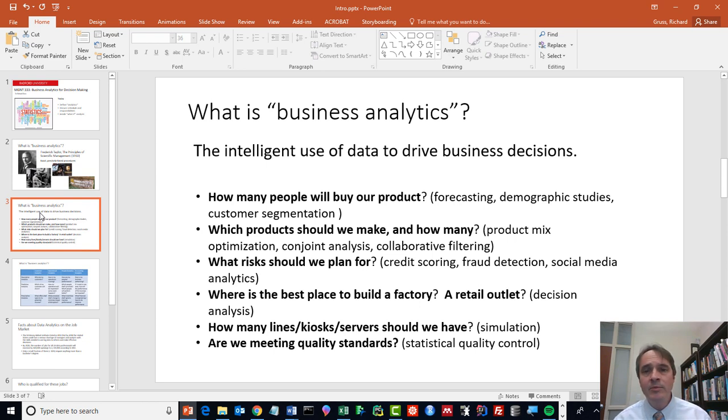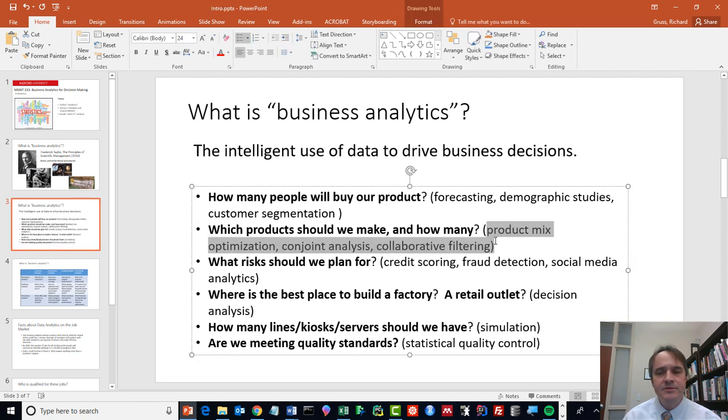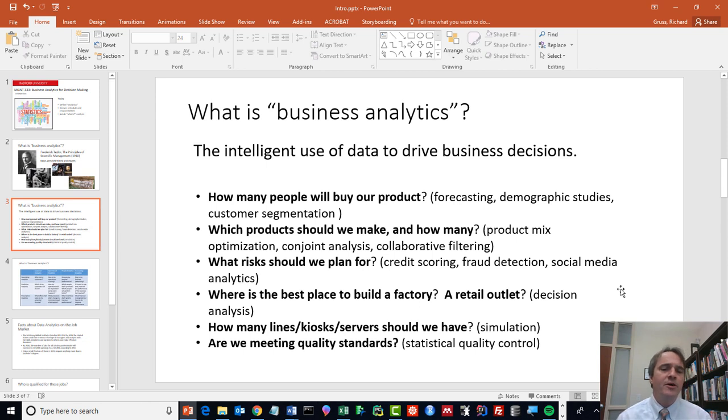So for example, how many people will buy our product? We're going to be looking at forecasting, some demographic studies and customer segmentation. Which products should we make and how many? So this would be something using product mix optimization, conjoint analysis, and collaborative filtering. You don't know what those are yet, but you'll see. What kind of risks should we plan for? That is credit scoring, fraud detection, and social media analytics.